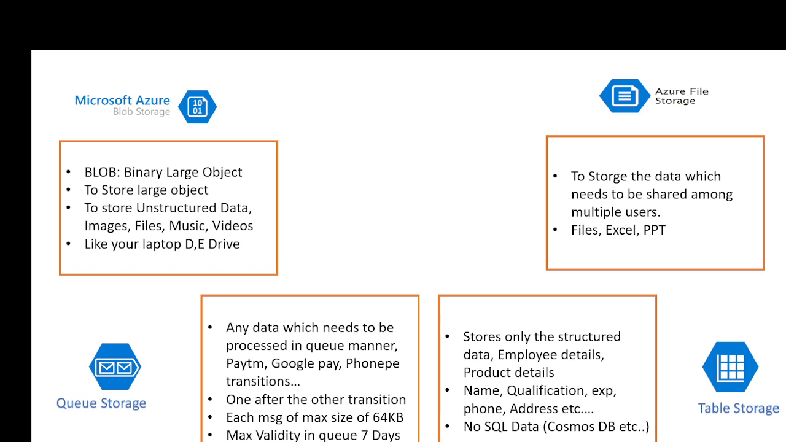Like in your laptop, you store everything: your MP3s, your software, your ISO images, your video files, movies, Excel files, CSVs, everything that you store there. That is called unstructured data, and we can store it in the blob. So blob is nothing but binary large object. It will allow you to store larger objects and unstructured data.